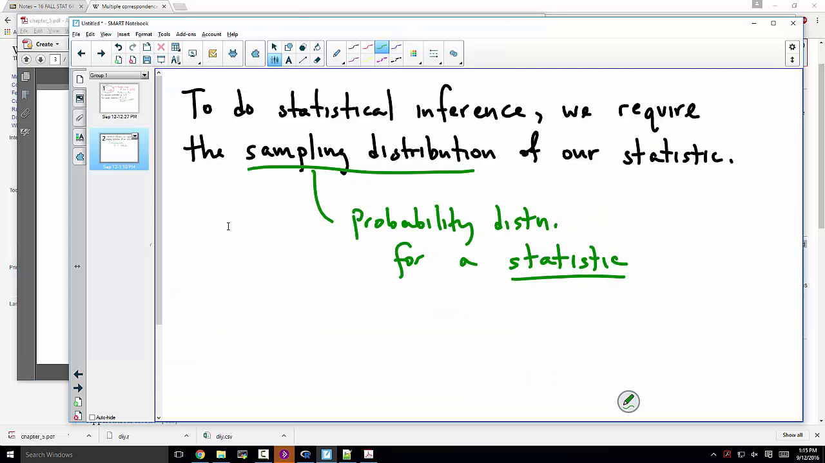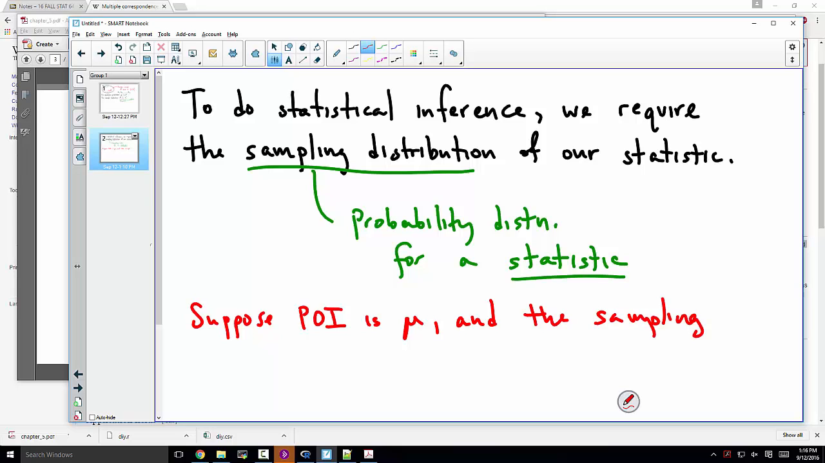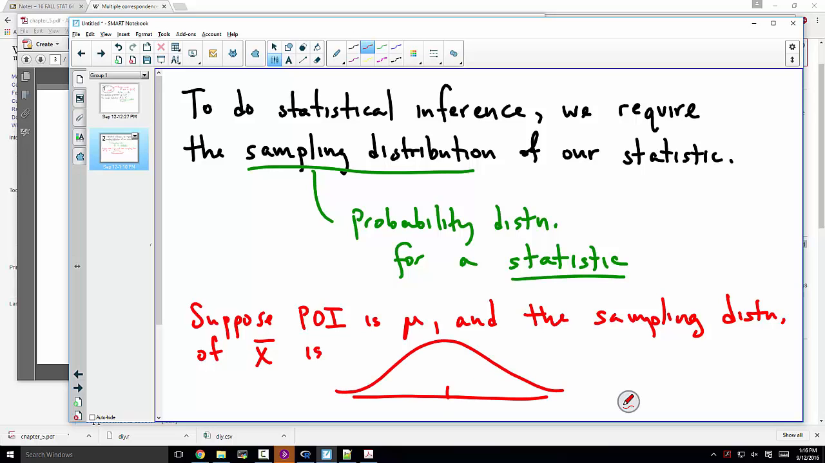So suppose the parameter of interest is mu, and the sampling distribution of our statistic, X bar, is like this. Centered at mu, we're going to see, with large sample sizes at least, it will tend to look symmetric and bell-shaped like this.